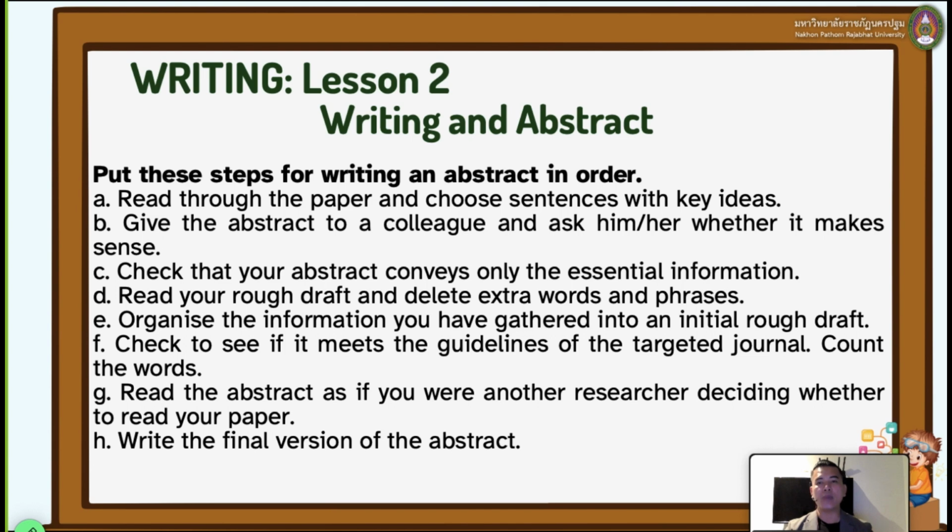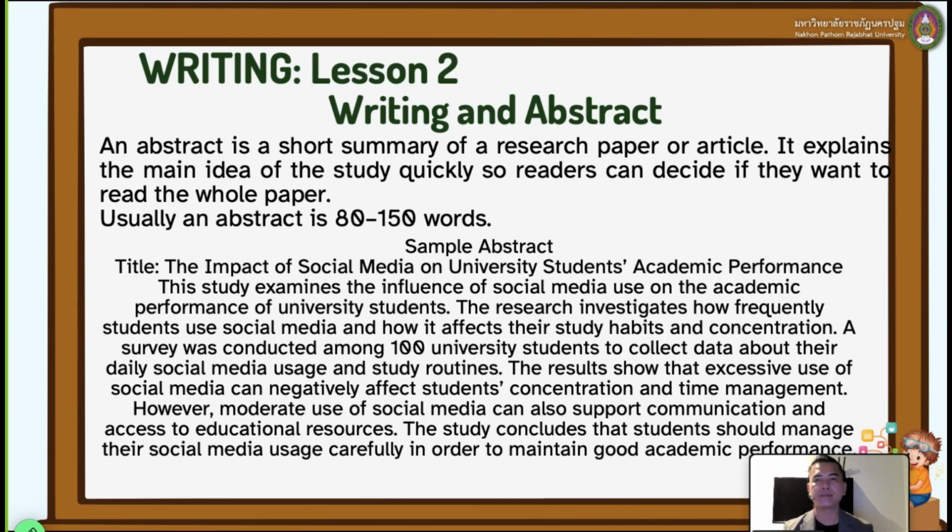Okay, read your rough draft and delete extra words and phrases. Organize the information you have. Check to see if it meets the guidelines. Read the abstract as if you were another researcher. Then write the final version of the abstract.